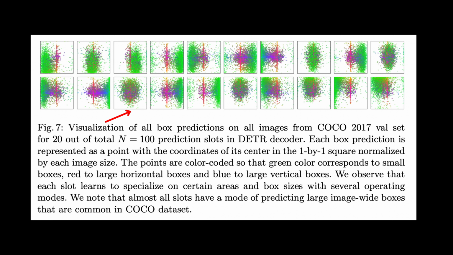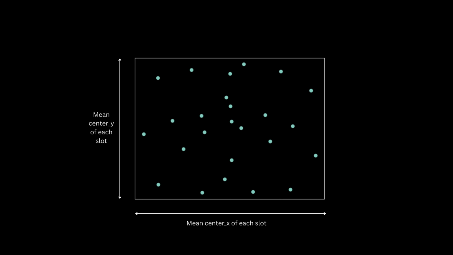The same is true for our VOC trained model. During evaluation on 5000 VOC test images, if I plot the average center coordinate predicted by all 25 query slots, we can notice that the mean center prediction is spatially spread out to cover the entire spectrum. The X coordinate here represents the average Cx value of all the predictions made by that query slot, and the Y coordinate represents the average Cy value of all the predictions made by that query slot.